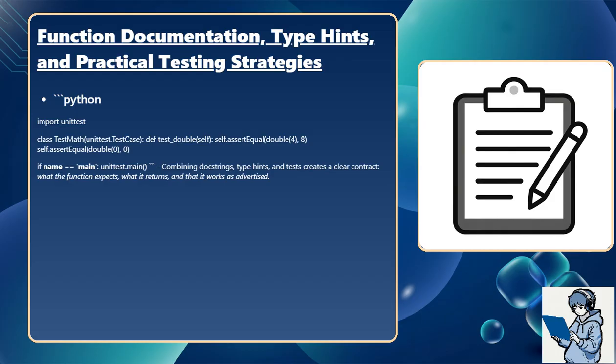Combining docstrings, type hints, and tests creates a clear contract: what the function expects, what it returns, and that it works as advertised.